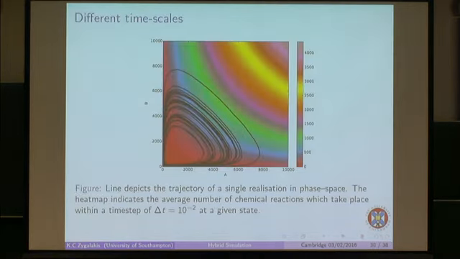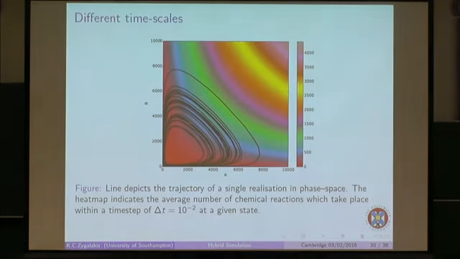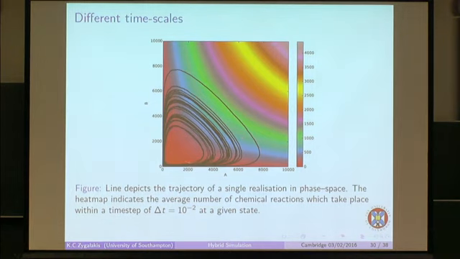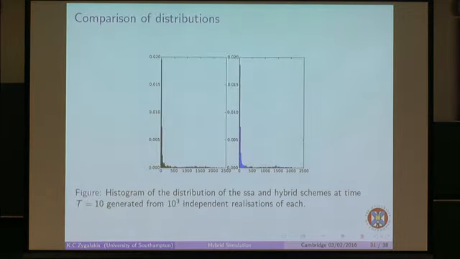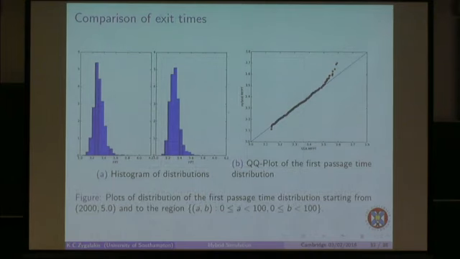The first thing that we did was compare the exit time behavior for the SSA and the hybrid model. We started somewhere like here, and asked how much time it takes to enter a specific area, and we did this comparing the SSA and the hybrid model. These are the histograms. I do 10 to the third independent realizations for each of the models, and this is what I get.